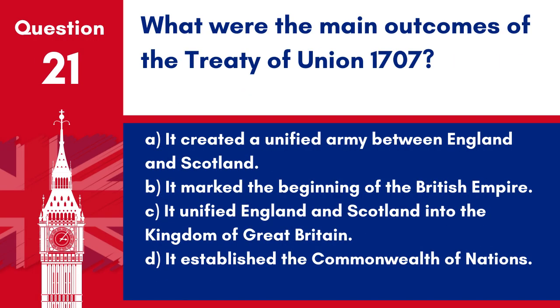Question 21. What were the main outcomes of the Treaty of Union 1707? A. It created a unified army between England and Scotland. B. It marked the beginning of the British Empire. C. It unified England and Scotland into the Kingdom of Great Britain. D. It established the Commonwealth of Nations.